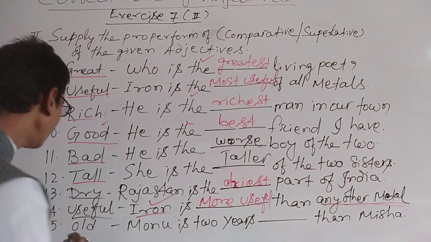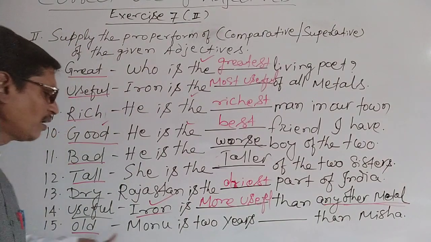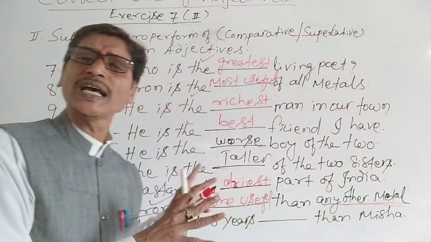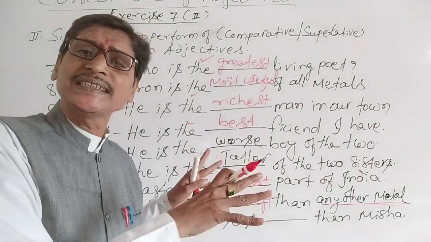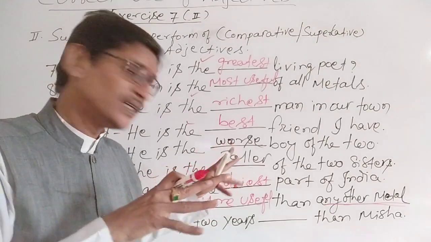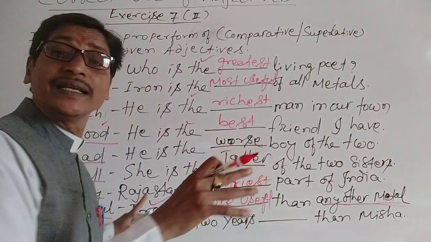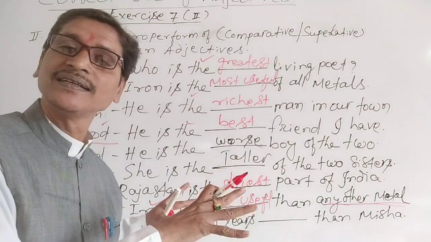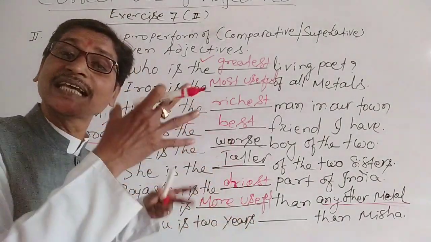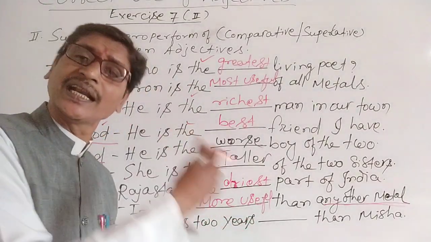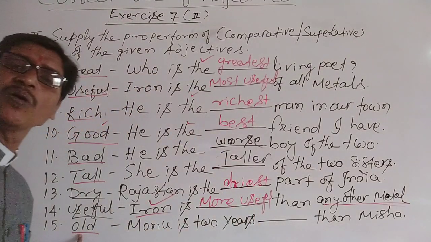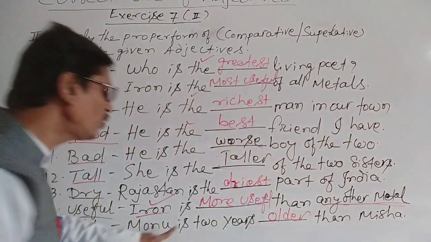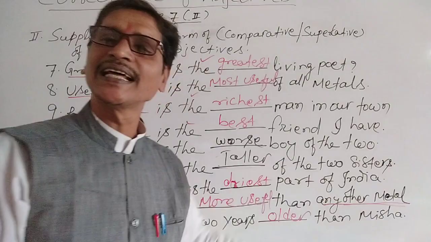Similarly, number 15, old. Manu is 2 years dash than Missa. Here also we are comparing Missa's age and Manu's age. So what can we say? Both are not of the same family. Remember, had it been the same family, we could have used elder. But here the adjective given is old, so we can use older. Manu is 2 years older than Missa.